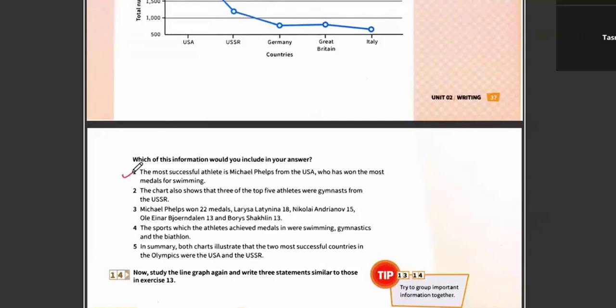So we have five pieces of information given. From here, which of the information provided should be included in your answer? Answer means the paragraph that you will be writing about the diagrams. Which of the information should you include? Actually, which should be acceptable to be written in the answer, and which should not be?